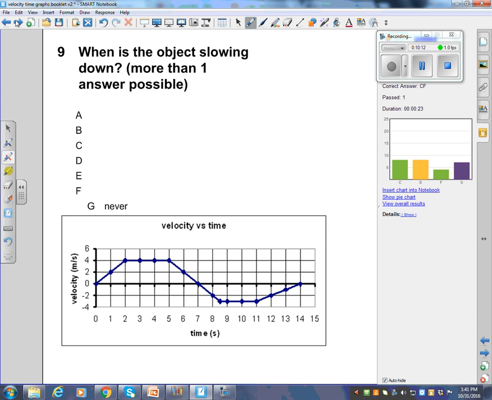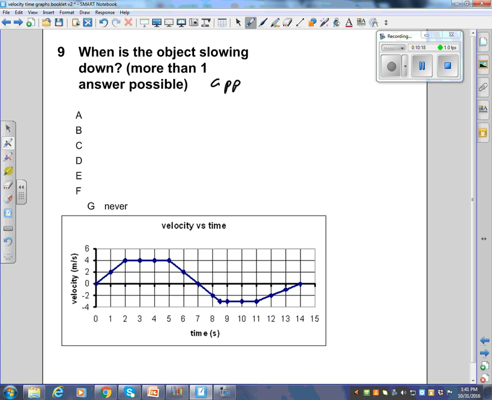Number 9, when is it slowing down? Here's the hardest question of the day, I think. You slow down when you approach 0. When the velocity approaches 0. Where is it approaching 0? Right there and right there. And you will notice that it's approaching 0 from a negative slope and from a positive slope. Kayla, you watching?